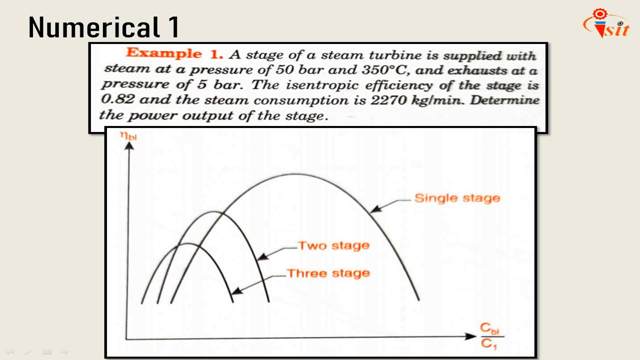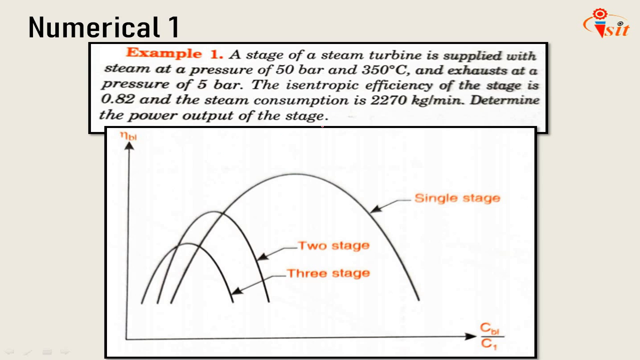A stage of a steam turbine is supplied with steam at a pressure of 50 bar and 350 degrees Celsius and exhausts at a pressure of 5 bar. The isentropic efficiency of the stage is 0.82 and the steam consumption is 2270 kg per minute. Determine the power output of the stage.